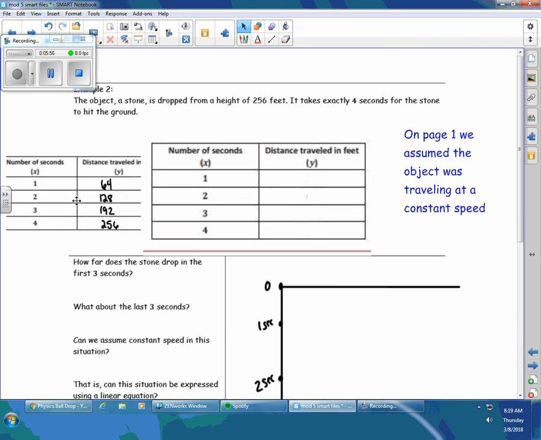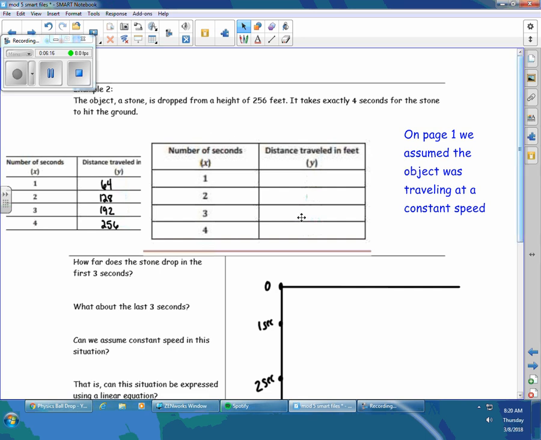Okay, I know you don't have this little chart over here. I copied it from the front page so that I didn't have to keep flipping back and forth while I'm talking about it. So the object, a stone, is dropped from a height of 256 feet, and it takes exactly 4 seconds for the stone to hit the ground.